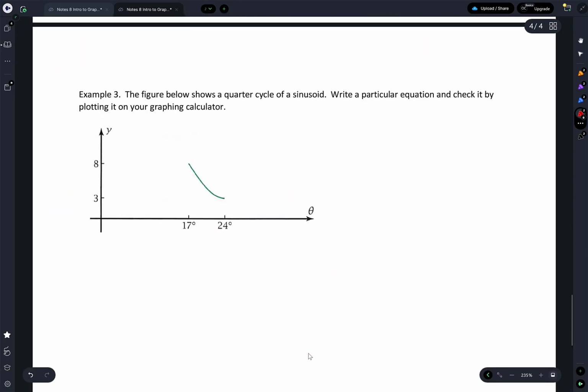All right, so let's read this, and we're going to go slow. It says, the figure below shows a quarter cycle. What does a quarter cycle mean? 1/4 or 25%. Write that down. 1/4 or 25%. Write a particular equation and check it by plotting it on your graphing calculator. Okay, relax. It's not that bad. This is 25% of your graph, guys.